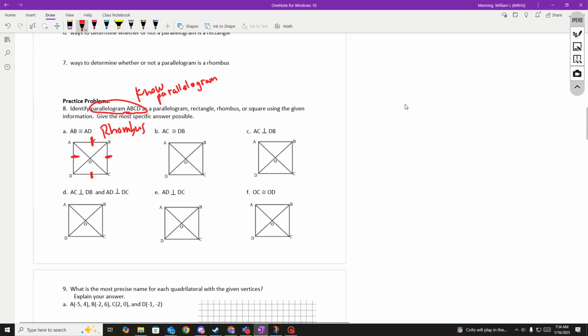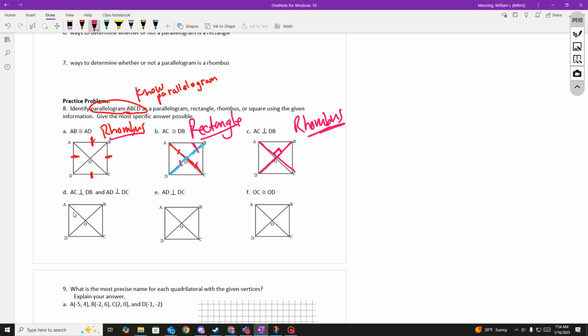Letter B: AC, that's the diagonal, is congruent to DB, that's the other diagonal. So we have diagonals congruent. Diagonals congruent is a property of the rectangle. And we don't have anything else, so the best we can do is the rectangle. All right, AC, that's the diagonal, and DB are perpendicular, right angle. So that's a rhombus. The best we know about this is a rhombus.